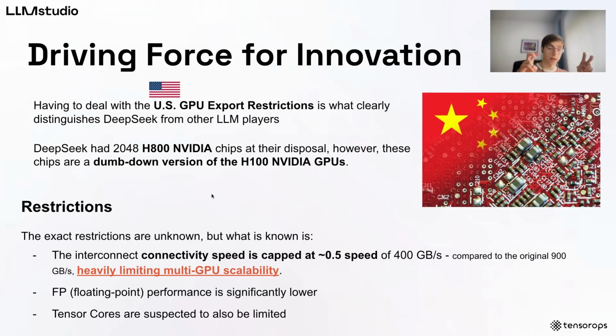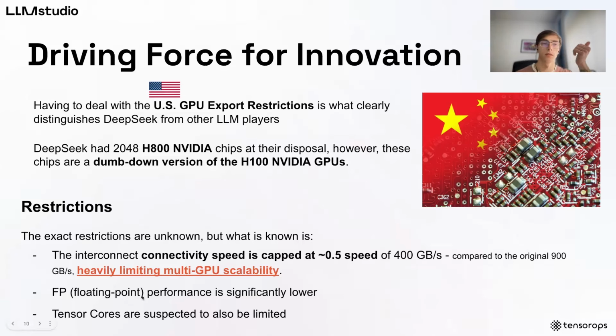What were these restrictions exactly on the GPU? They aren't exactly known, but we do know some things. For example, the connectivity speed between GPUs was heavily capped, at 0.5 of what it was. Why is this relevant? Not for the normal consumer, but for huge AI clusters that use multiple GPUs, it really limits scalability. And you'll see me talking about this connectivity speed a lot here today, because it is something the researchers at DeepSeek had to focus on improving, finding engineering ways to get around it.